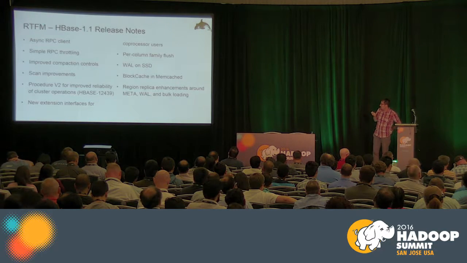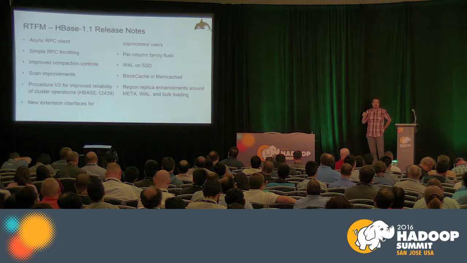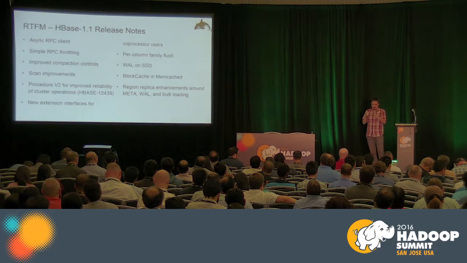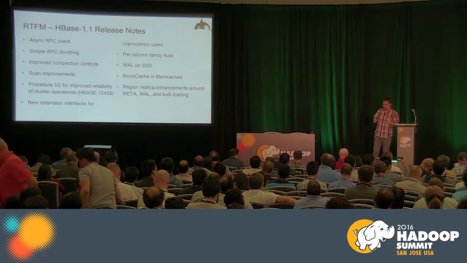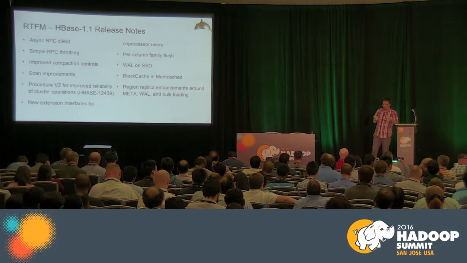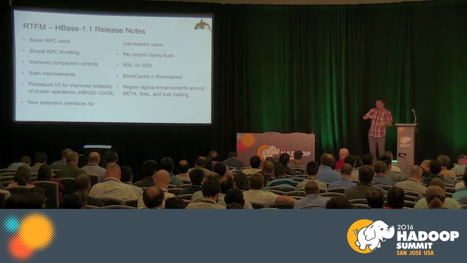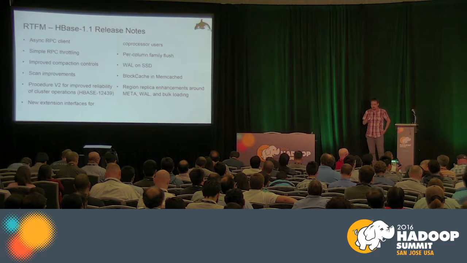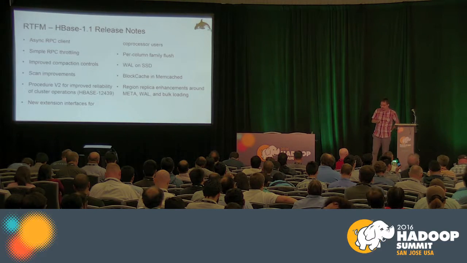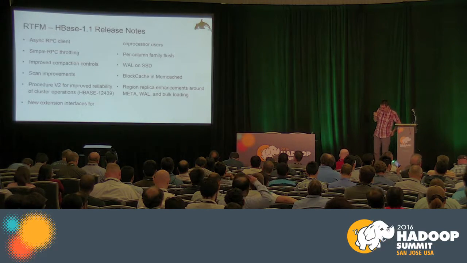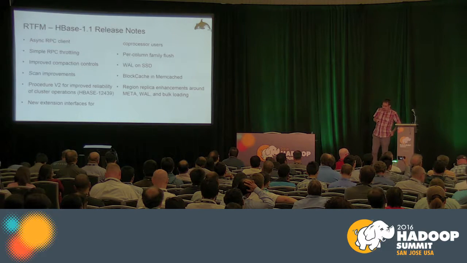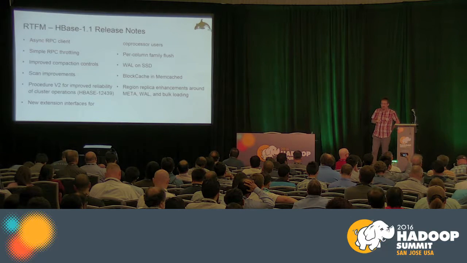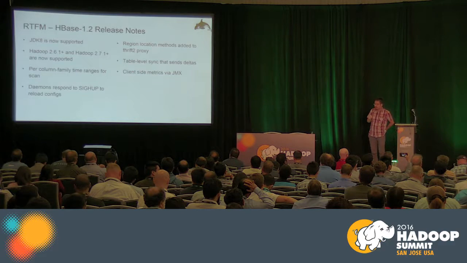Per column family flush makes sure that if you have 2 column families and one is super big and the other one is super small, you can flush only 1 column family while leaving the other column family in memory. There's WAL on SSDs, block cache in memcached, this is another thing, and region replica enhancements. This is there in the 1.1 releases.